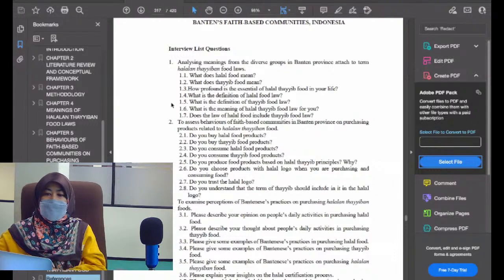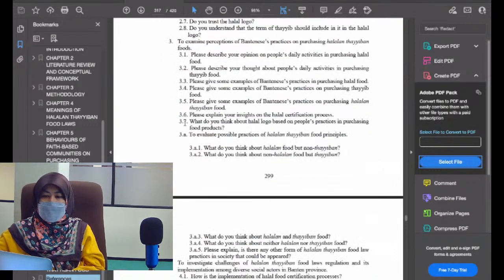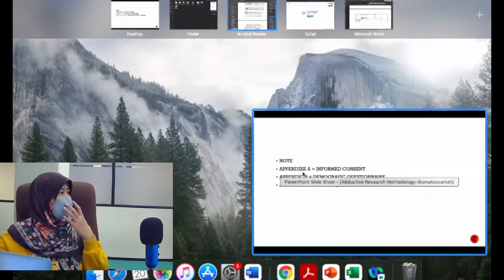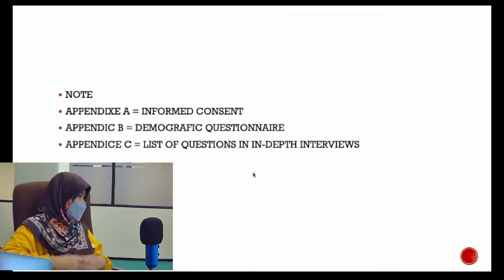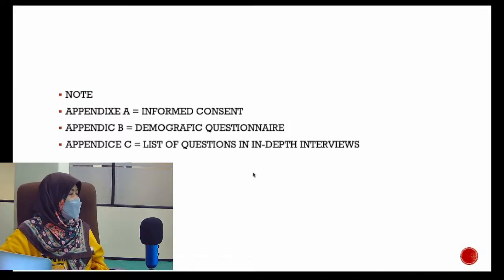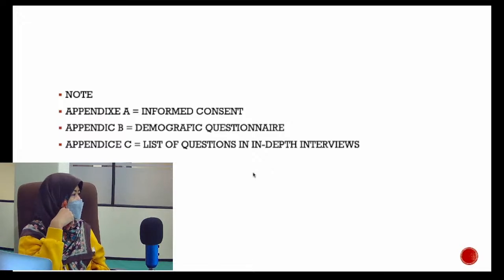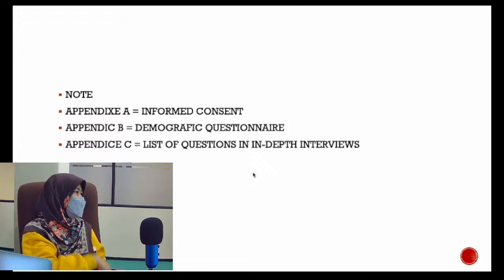So that's about the research questions. In the field, the question could be expanded. Yes, it could be expanded. So the idea is to use probes, right? So you do not limit the type of answers you get. You want them to explain more and more and more, right? That's the idea.